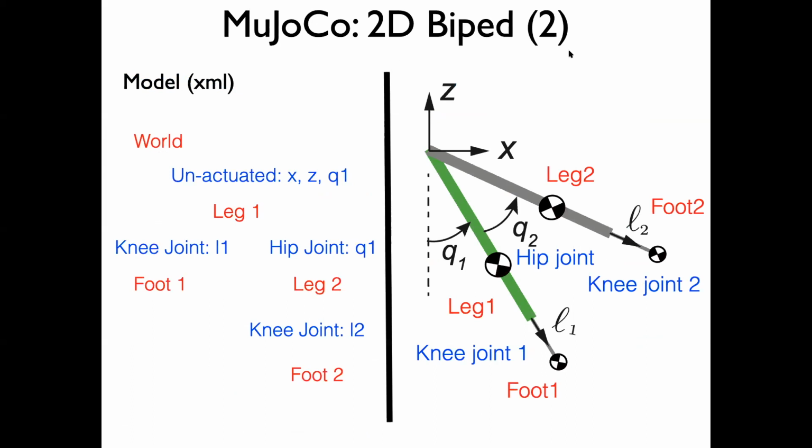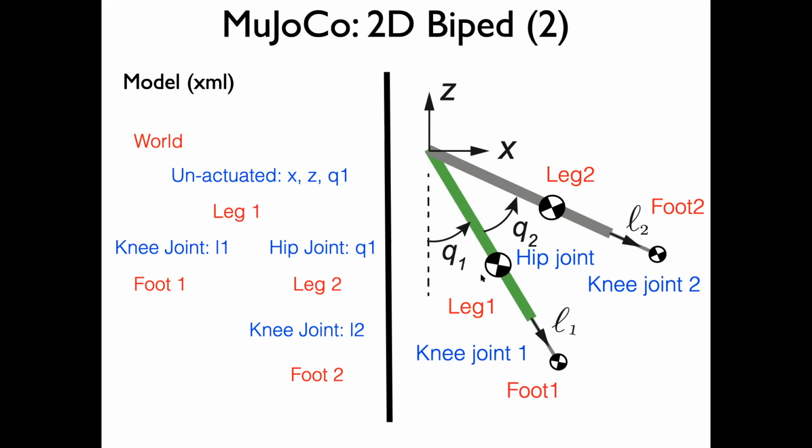So a model of the biped is the one shown on the right. There are 2 legs, and what we'll do is we will connect the world to leg 1. So leg 1 is shown in green through 3 degrees of freedom, X, Z, which helps it to move in the X and Z direction. But we also want that leg to rotate, so there'll be a Q1. And these 3 degrees of freedom are uncontrolled. You cannot control them. There won't be actuators controlling them.